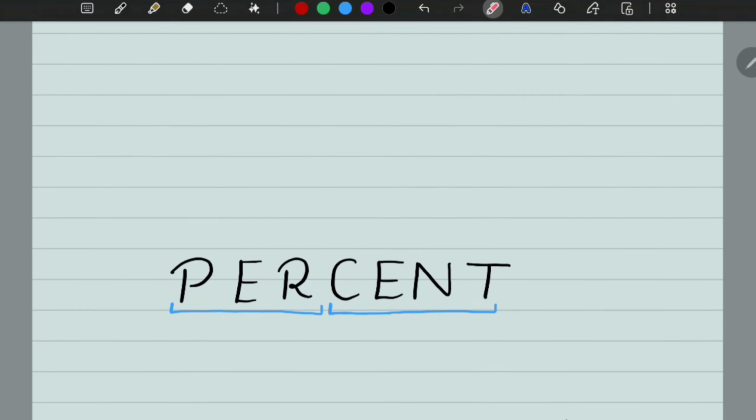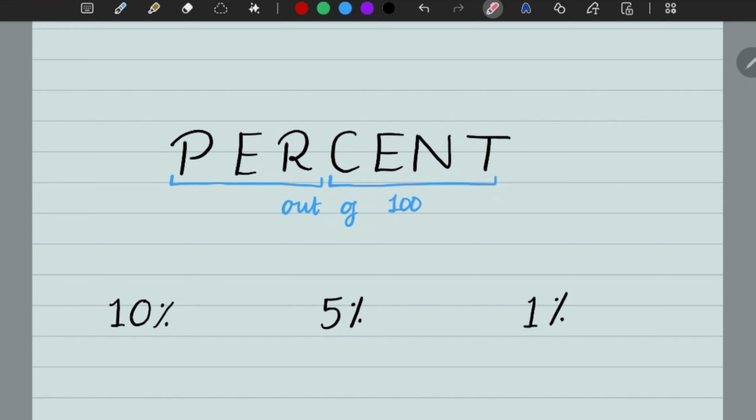Now it's really helpful to remember that percent as a word actually means out of 100. Okay? And to find any percentage, we build it using our ultimate building blocks. And those are 10%, 5%, and 1%. Once you know how to find these three, you can build any percentage possible, really.